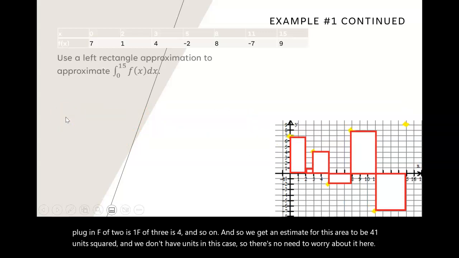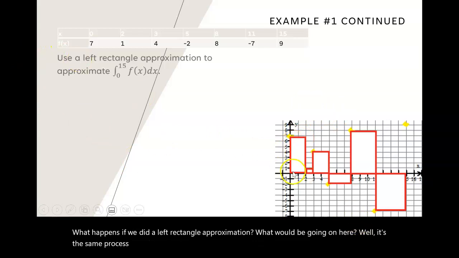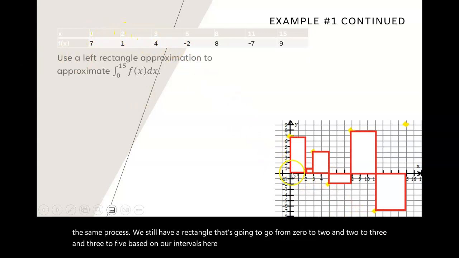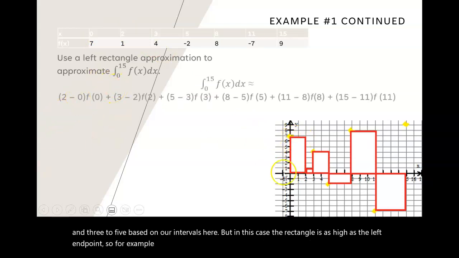What happens if we did a left rectangle approximation? What would be going on here? Well, it's the same process. We still have a rectangle that's going to go from 0 to 2, and 2 to 3, and 3 to 5, based on our intervals here. But in this case, the rectangle is as high as the left endpoint. So for example, the very first one that I'll write will be the rectangle from 0 to 2 with a height of f of 0.